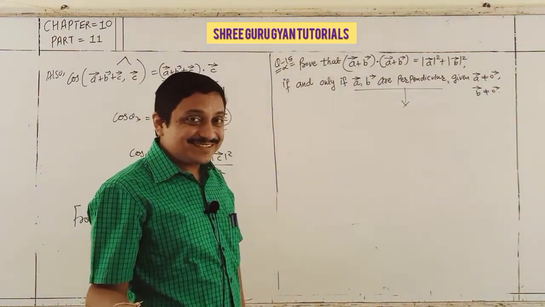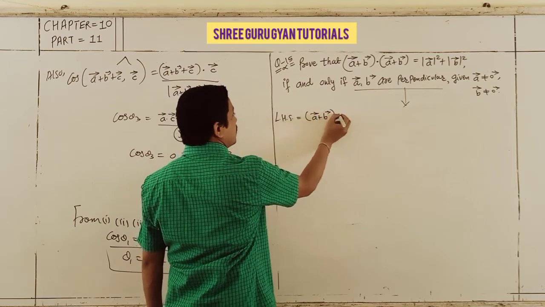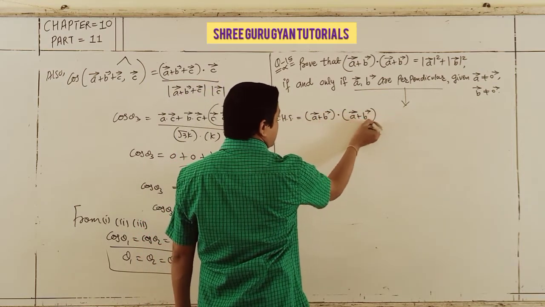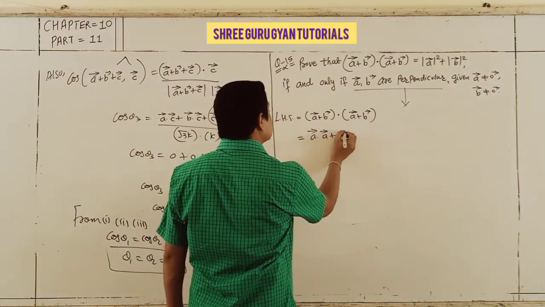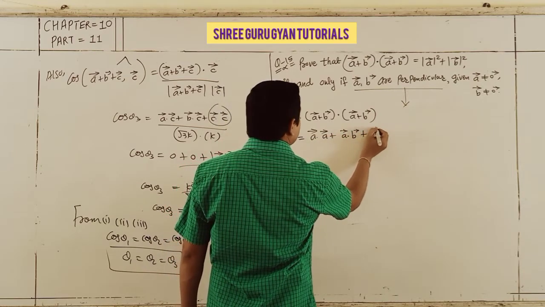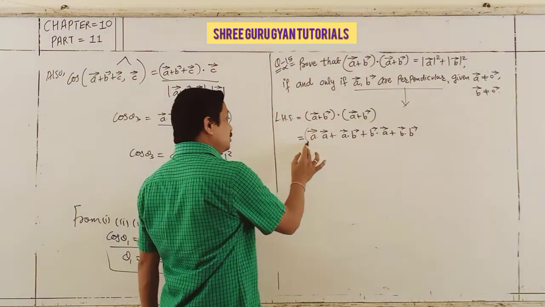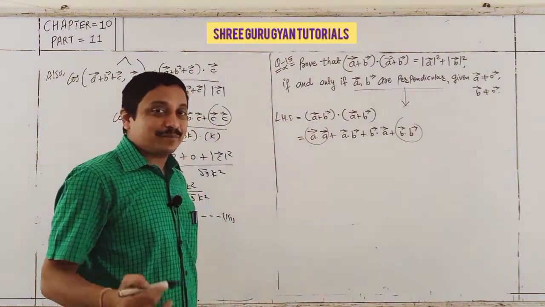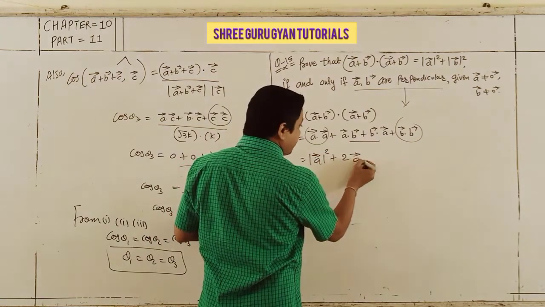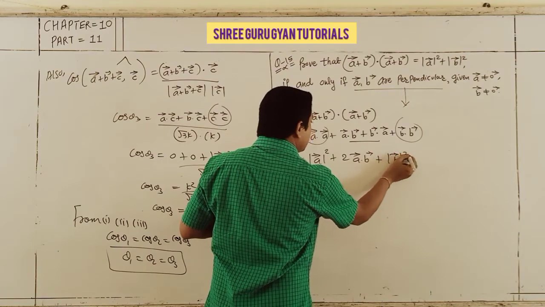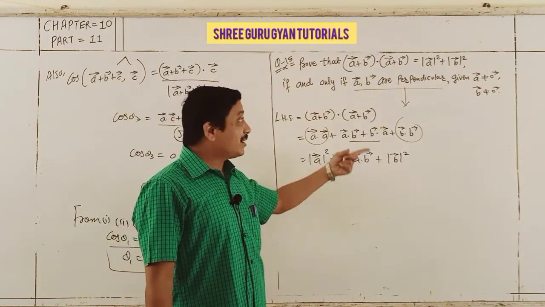Yes, dot product 0. So I will start first with the LHS, (A + B)·(A + B), and here you will apply the distributive property: A·A + A·B + B·A and lastly B·B. That you know very well. It is magnitude A whole square, plus 2 times A·B, plus magnitude B whole square. Now if I take A·B as 0, then my proof is done.